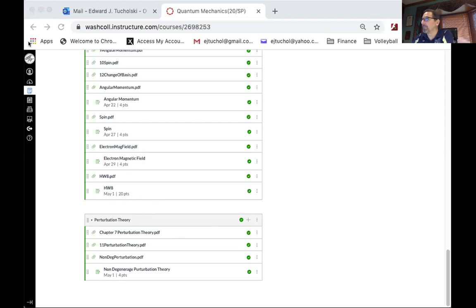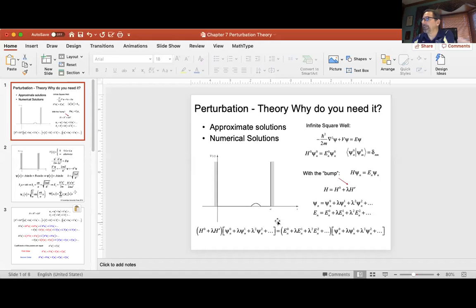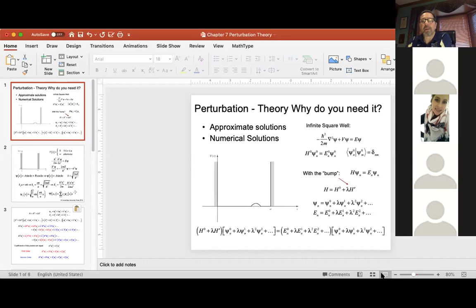Let's move on to perturbation theory. Let me stop sharing Canvas with you and move over to perturbation theory, and so we'll share that instead. And the first question might be, well, what do you need it for? Okay, that's a good question. Why do you need it?